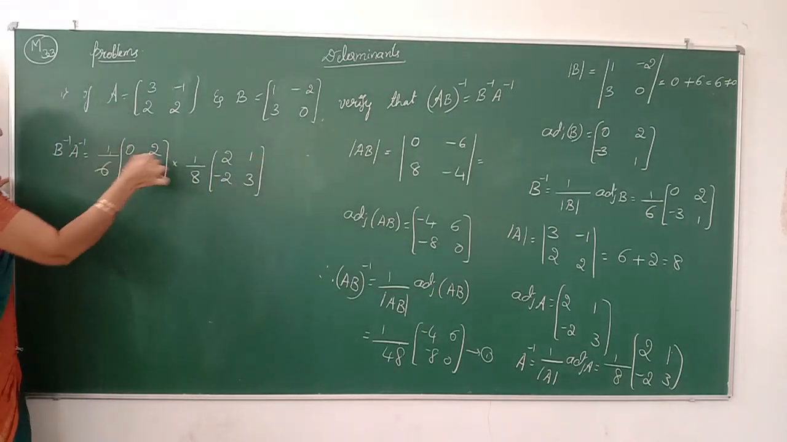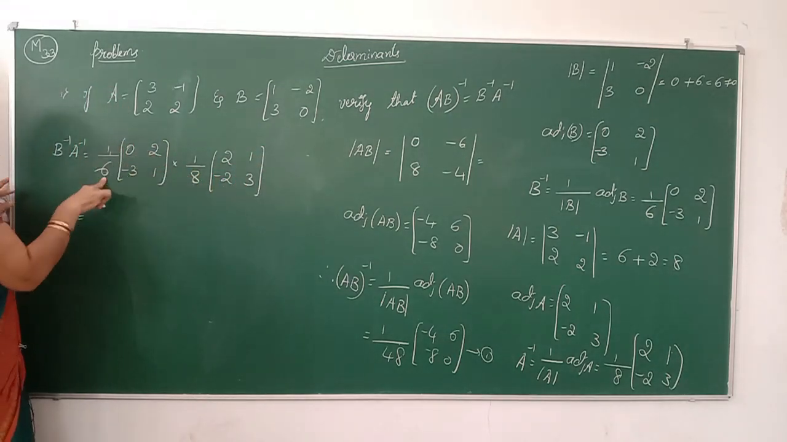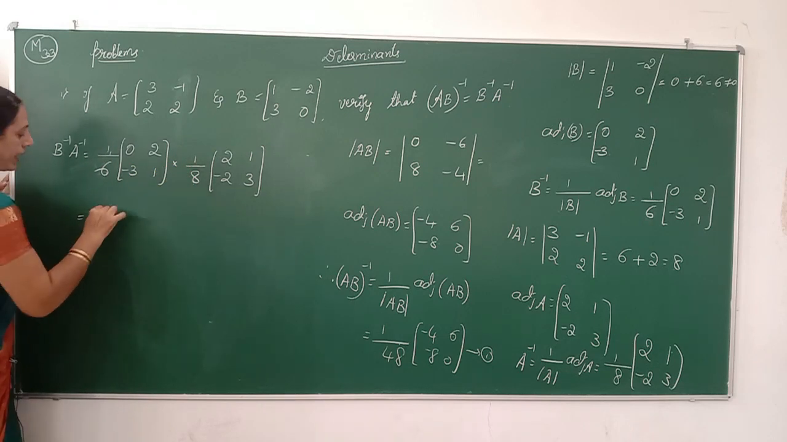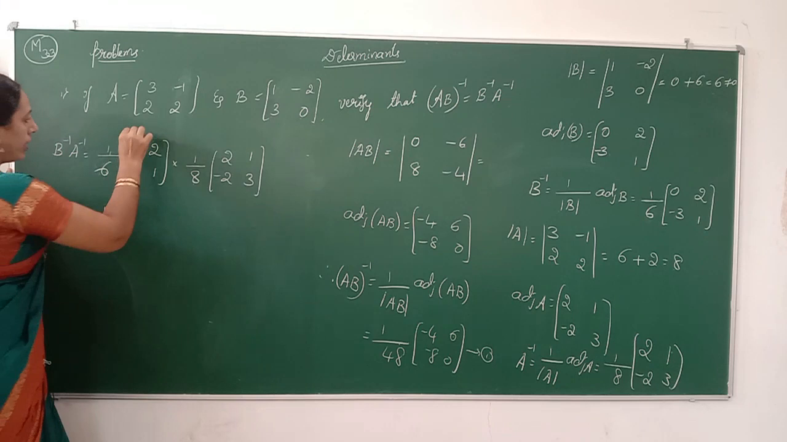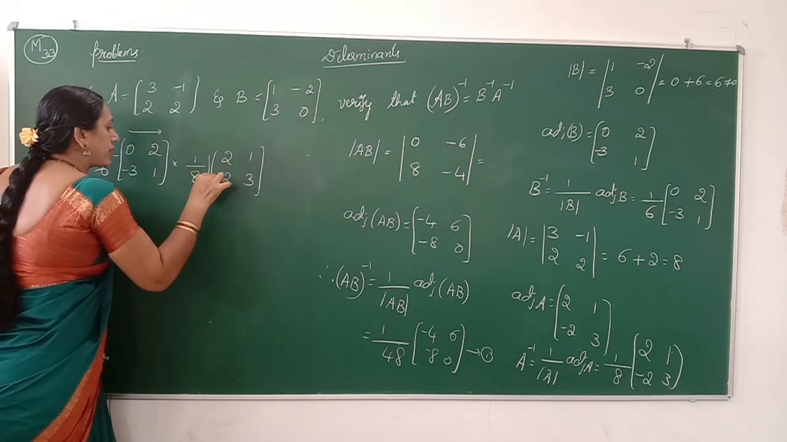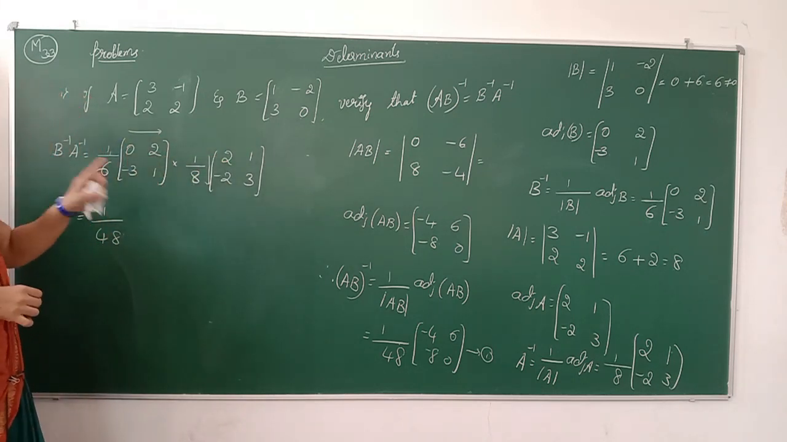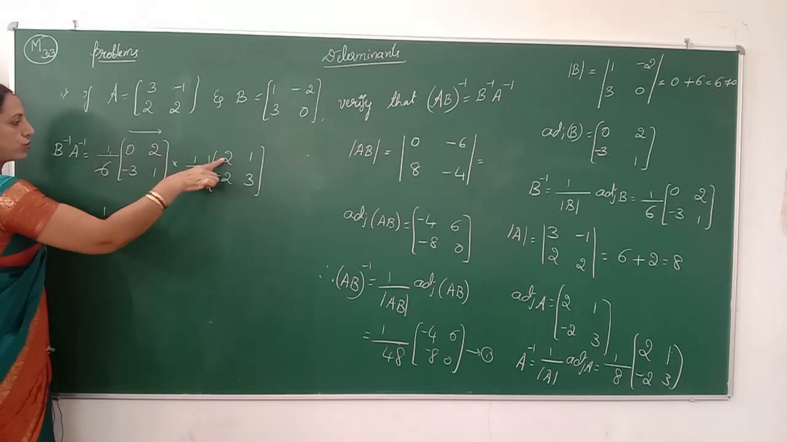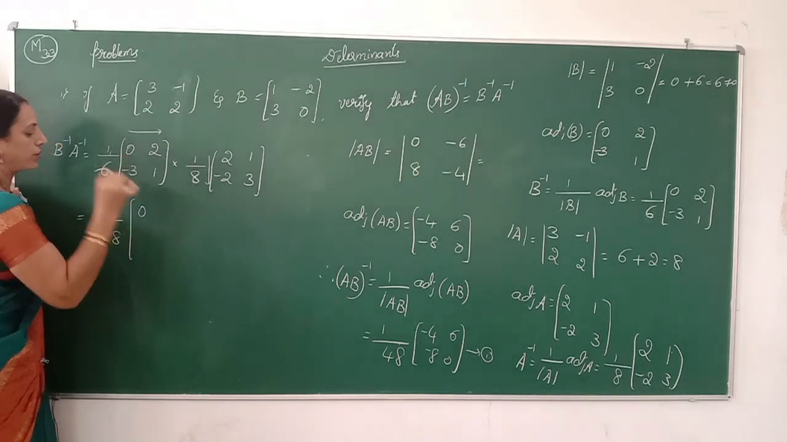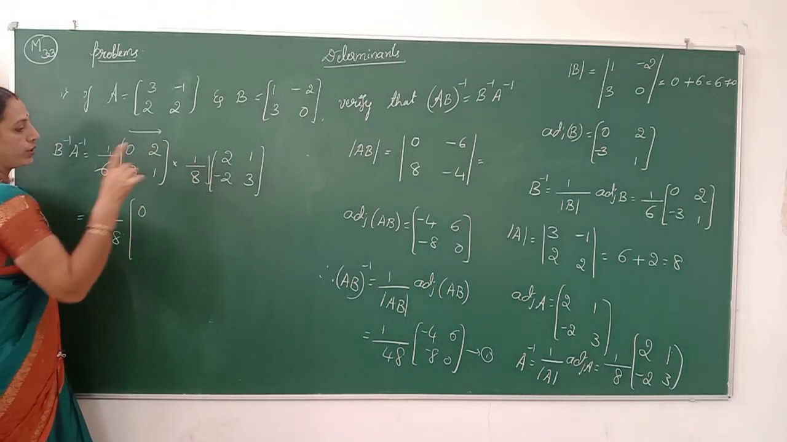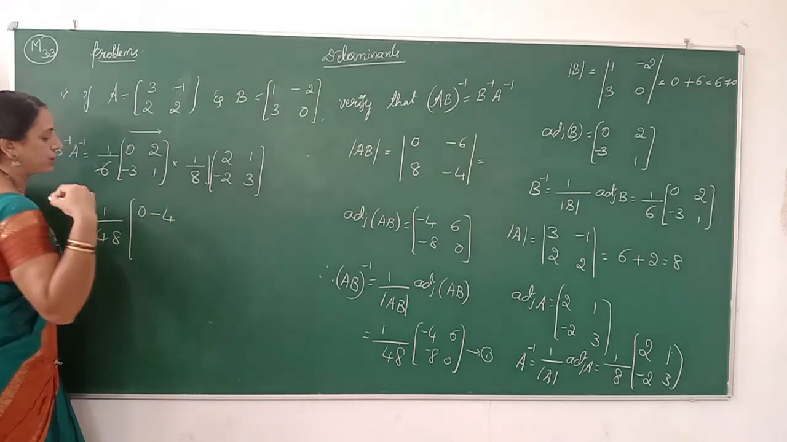So first we will multiply these two scalar numbers. 1 over 6 into 1 over 8 is nothing but 1 divided by 48. After that, the elements of these two matrices are multiplied with the corresponding rows and columns. First row, first column: 2 into 0 is 0, 2 into minus 2 is minus 4.